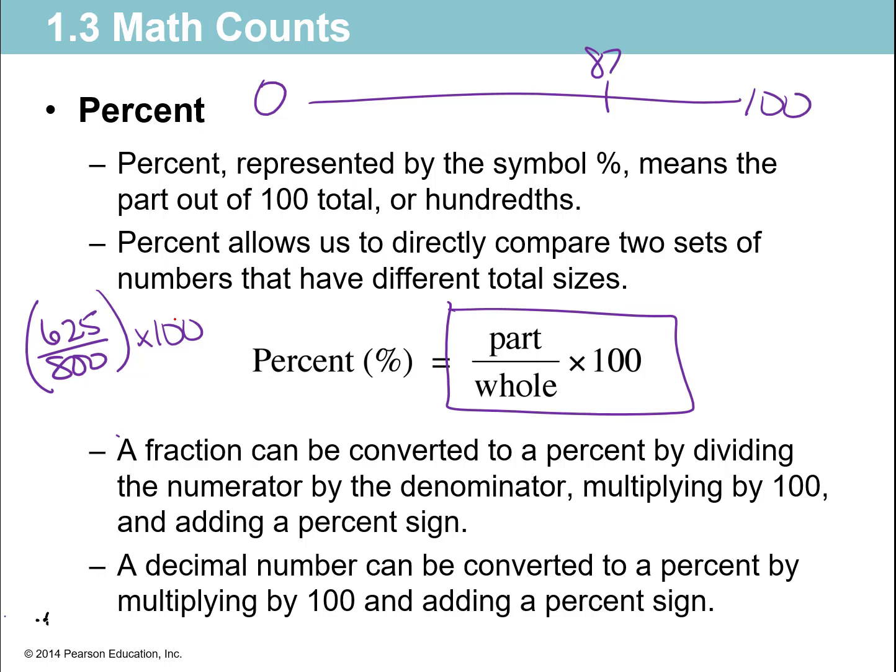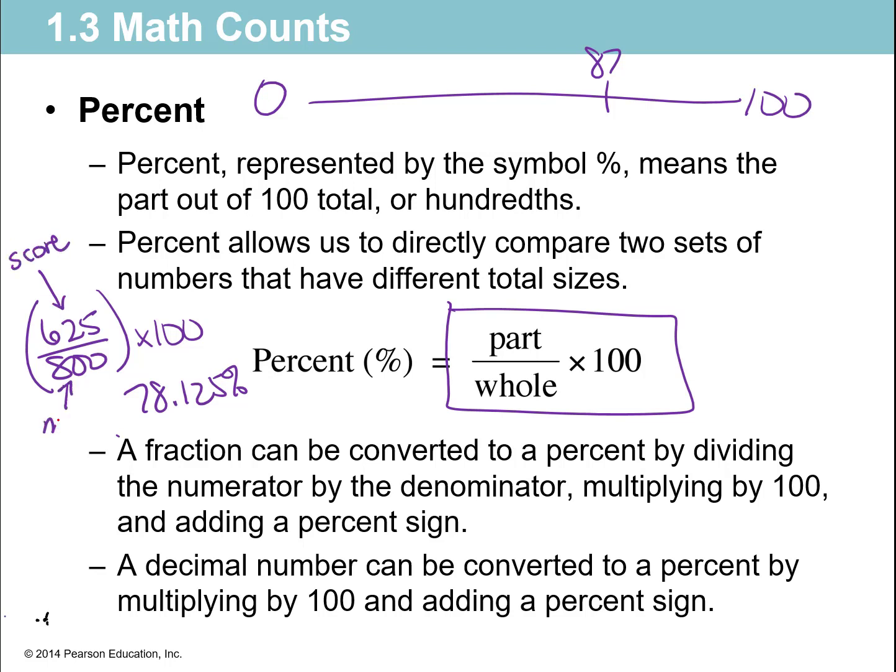All right, so you just take 625 divided by 800 and multiply that answer times 100. So then it comes out as 78.125%. Now, if I was going to do that, and I had to round this, what would you round this to, thinking about significant figures? 78.1.